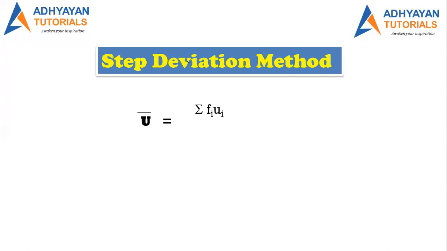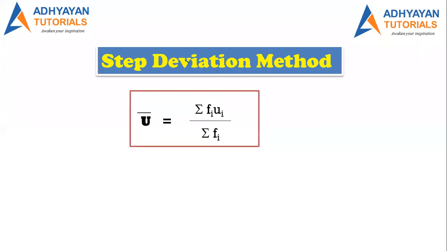U bar is equal to summation Fi Ui upon summation Fi. I want students to make a note of it. Write down in this notebook.